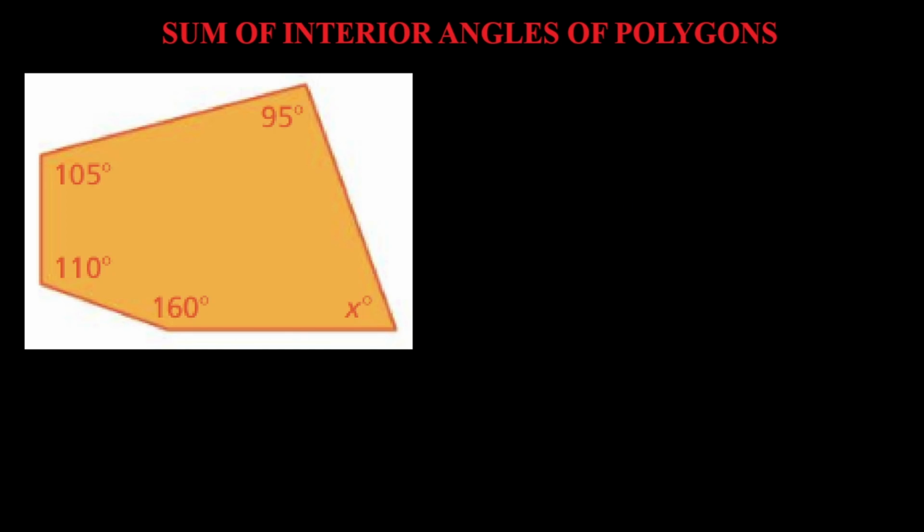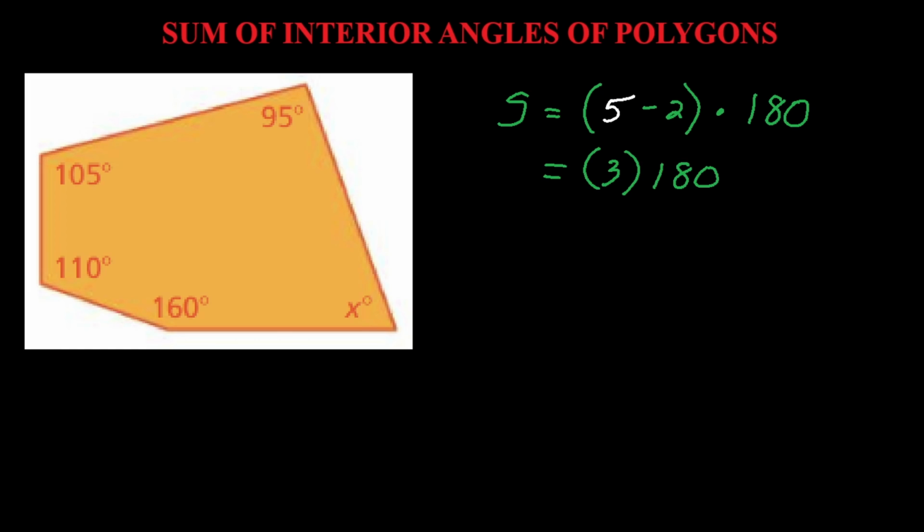So this time our irregular polygon is 5 sides if we count. So using our formula, we have the sum equals the quantity of n minus 2 times 180. We replace n with a 5 because it's a 5-sided polygon. Then we simplify for the next line, which is 3 times 180, which gives us 540. And finding the 540 degrees doesn't give us the answer to this one.